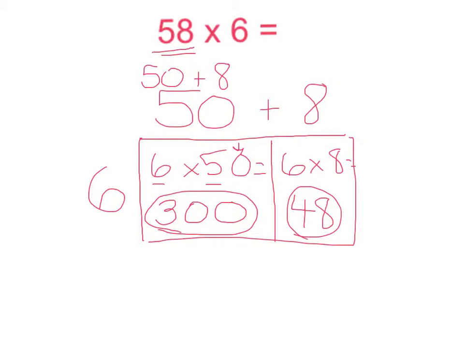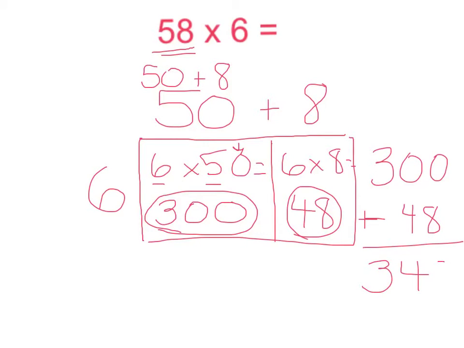So last thing I'm going to do is take my 2 parts of the product, so 300 plus 48, and I get my total product, which is 348. So 58 times 6 is 348.